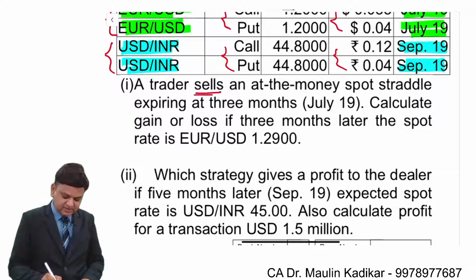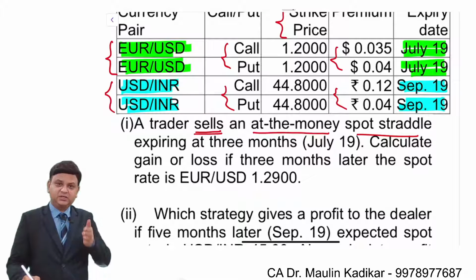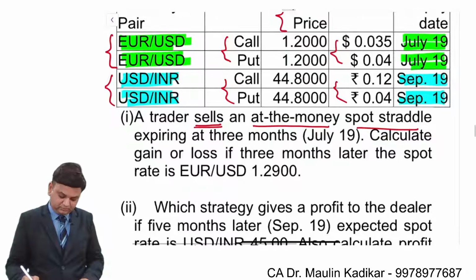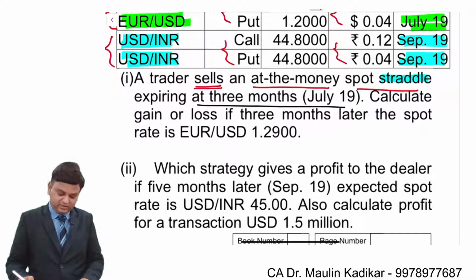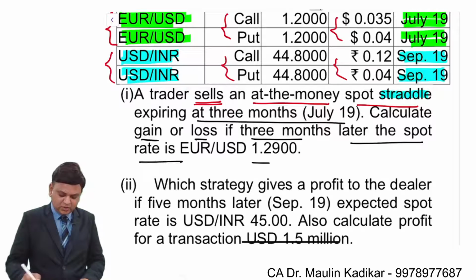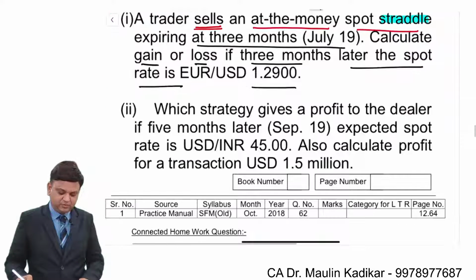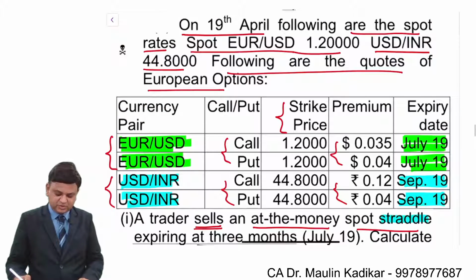A trader sells, meaning entering into the short transaction. At the money spot straddle. We understand that at the money stands for spot and exercise are same. Straddle strategy, expiring at 3 months, that is on 19th of July. Calculate the gain or loss if 3 months later the spot rate is $1.29 per euro. You have to keep the exchange rate as $1.29 per euro. Like that, the exchange rate is given to us.